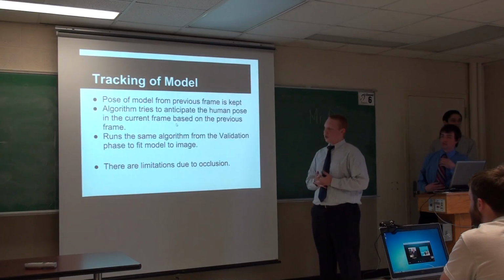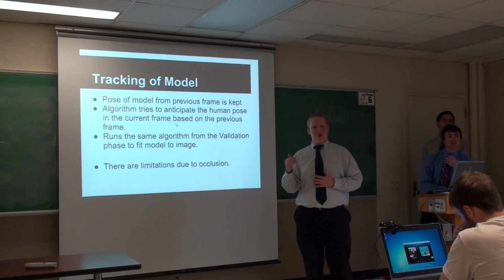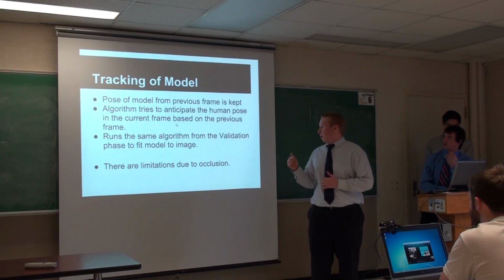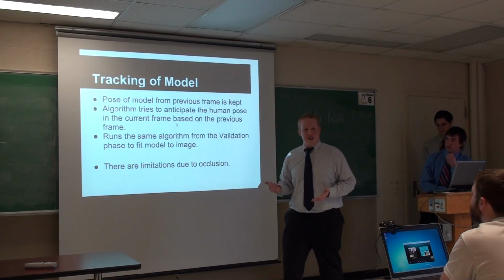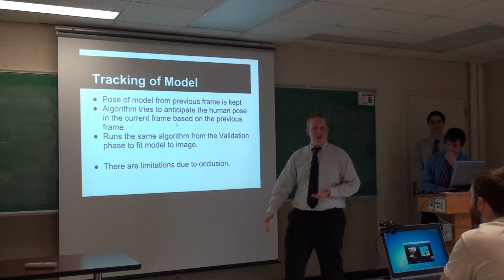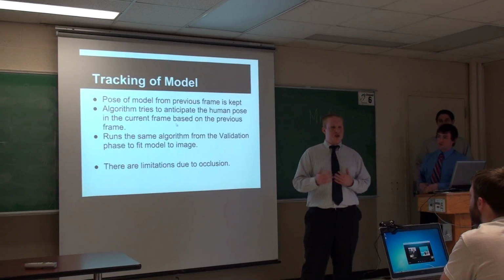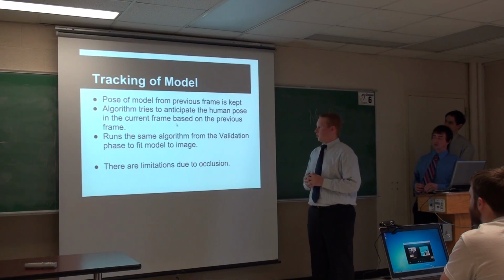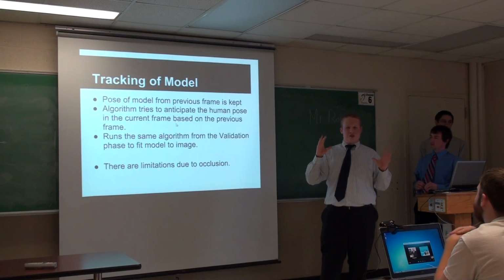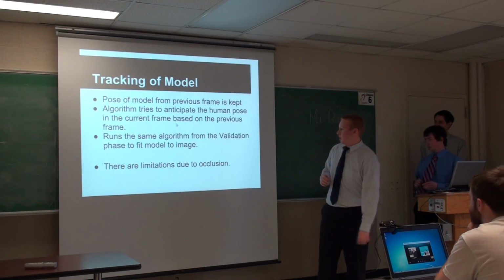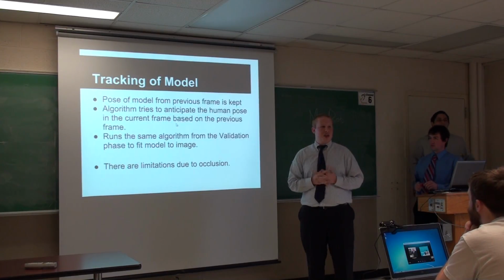Lastly, we track the model, and what they do is they use the pose of the model from the previous frame and try to anticipate the movement of that human. For example, if you have someone that's walking and their leg is out like this, kind of far away from the body, you can reasonably assume it's going to start moving back towards the center of the body, and they just use certain laws to anticipate where the next pose is going to be. And they use that exact same algorithm from the validation phase to fit the model to the next image that's coming in. So overall, it's very efficient and a very quick program.